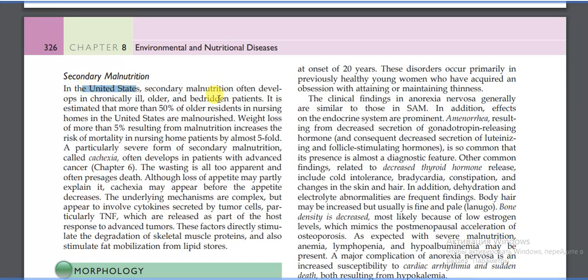Secondary malnutrition often develops in chronically ill, older and bedridden patients. It is estimated that more than 50% of elder residents in nursing homes in the United States are malnourished. So 50% in the United States. It's one of the most developed countries of the world, yeah. And even there, 50% of elder residents are malnourished. It leads to weight loss, and the risk of mortality also increases fivefold.